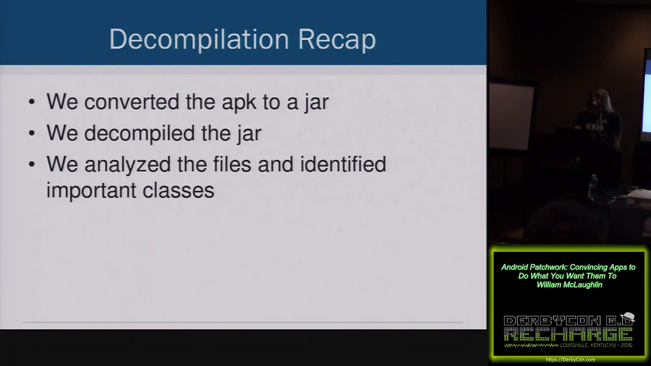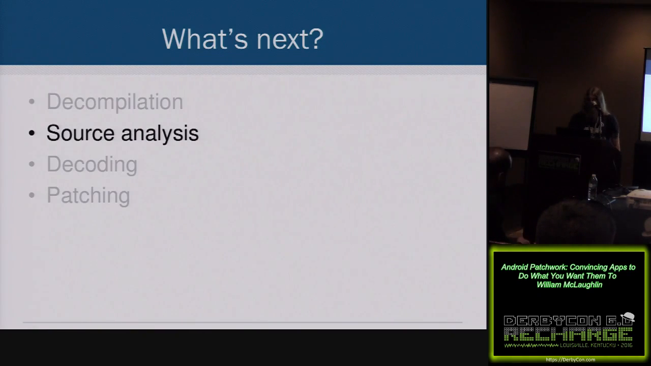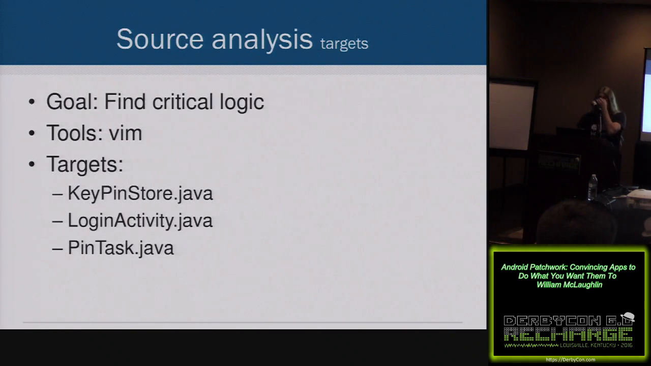Recapping. We started with an APK. We converted it to a jar file. We decompiled this jar file. We analyzed the directory structure and determined which classes we need to look at. Next step is to analyze the source code in detail. Our goal here is to find the logic that is handling the pinning and figure out how to circumvent it.